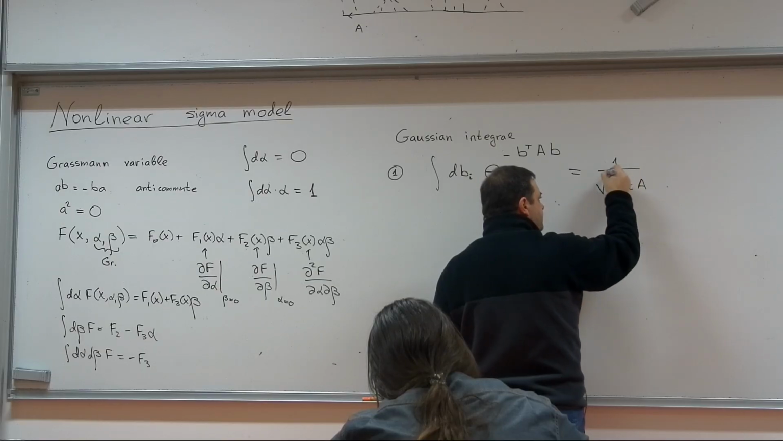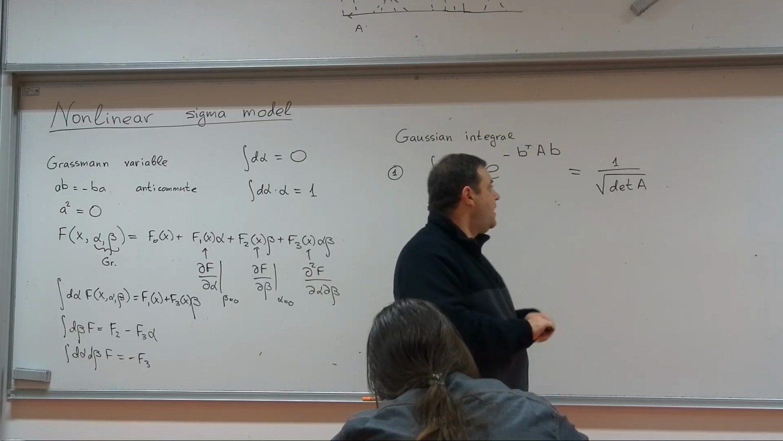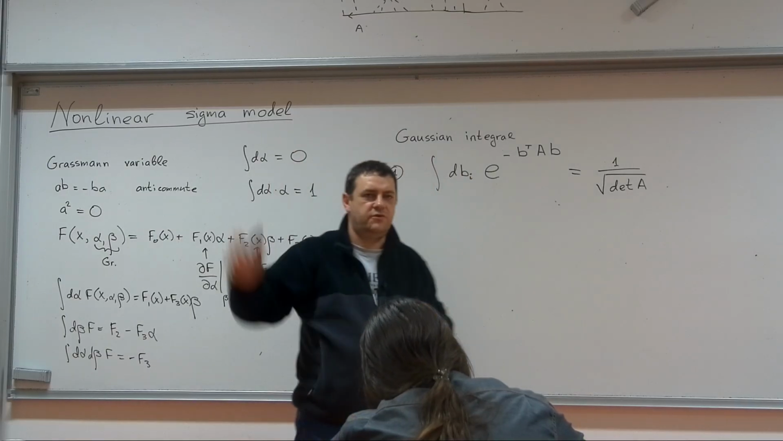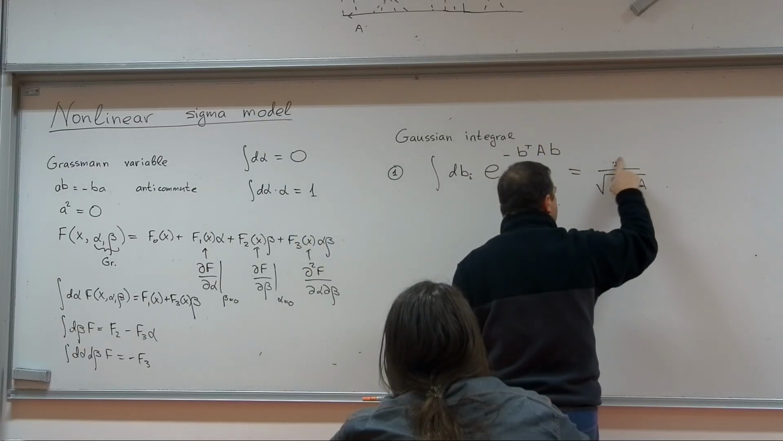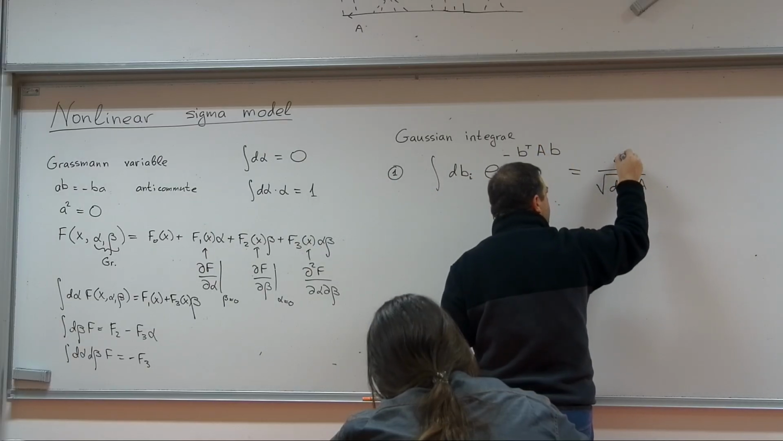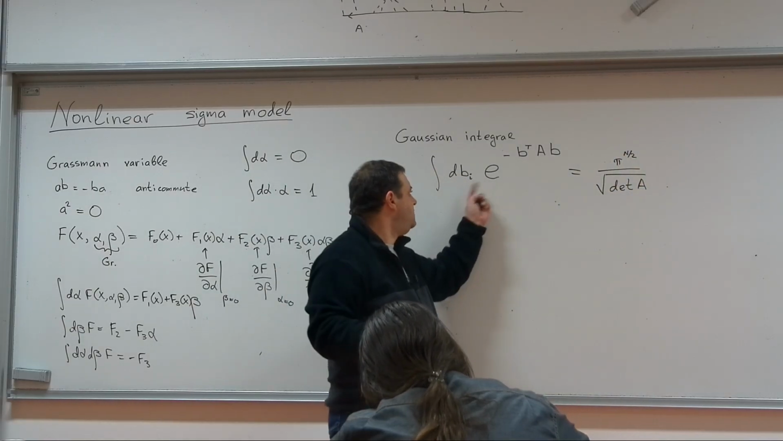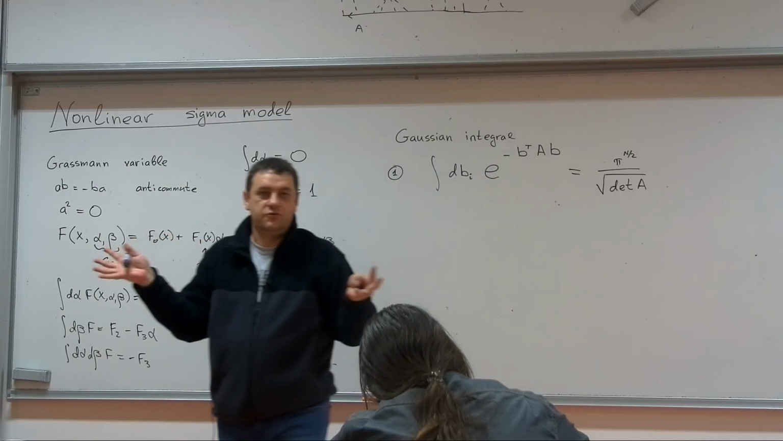Wait, here B is a normal number? Yes. And there is also some number like pi to some power, pi to the power n over 2, where n is the number of these things, because each eigenvalue gives us the Poisson integral, which is the square root of pi.